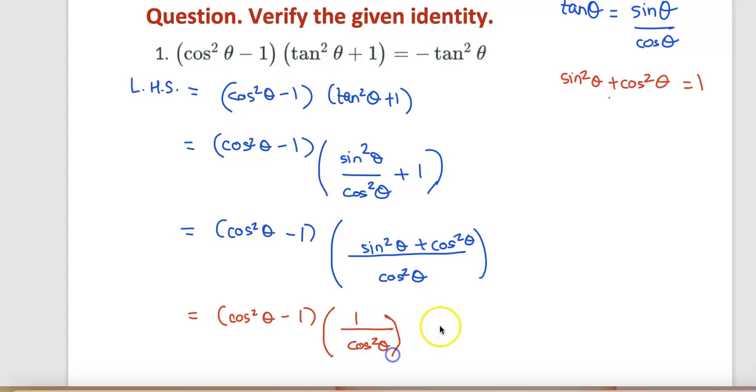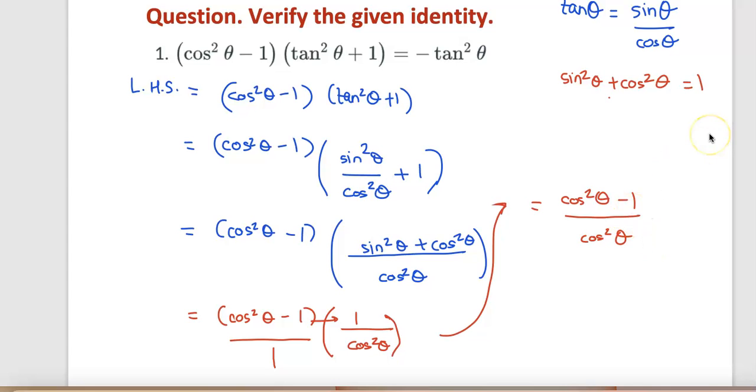So what else I can do after this is, since there's nothing over here, I'll just put 1 over here and I will simplify this further. So when I do this, it is cosine square theta minus 1, because when I multiply this, my numerator, I will get itself, and the denominator will be what? Cosine square theta.